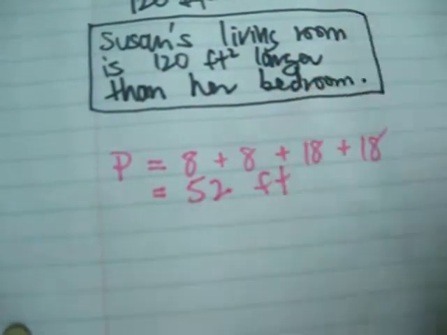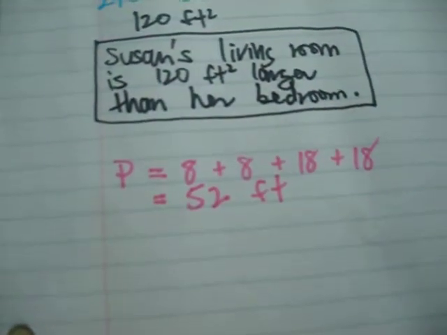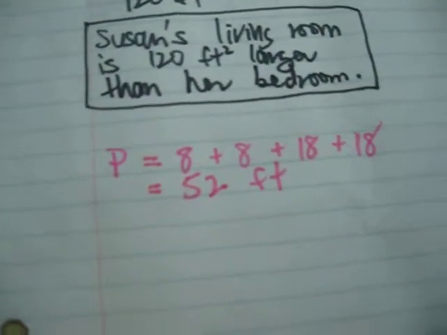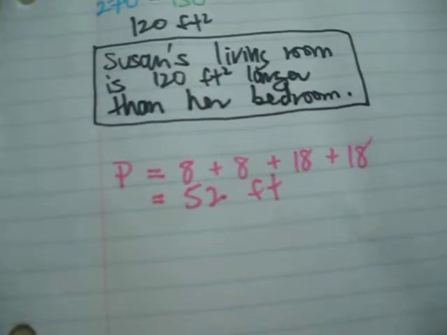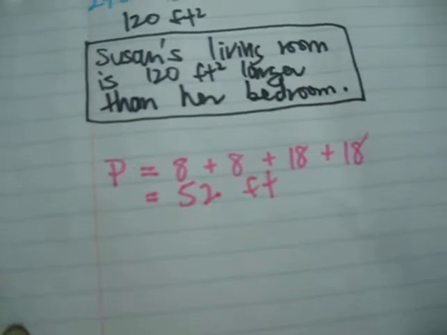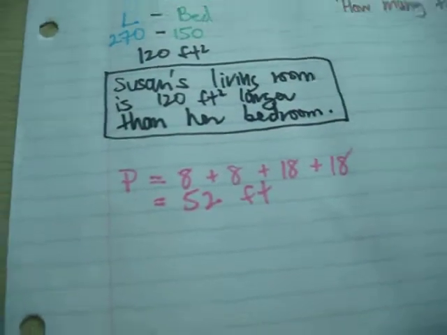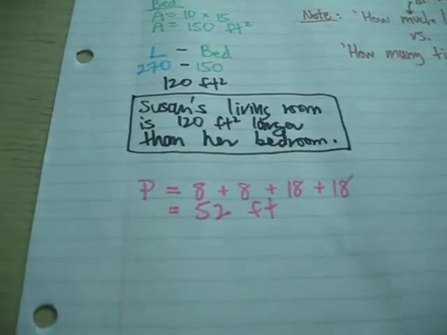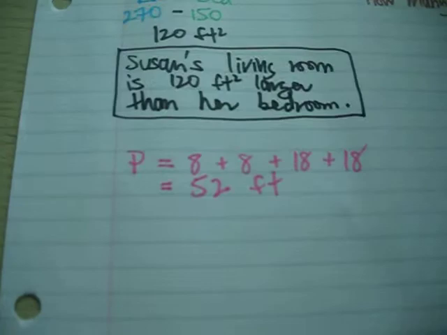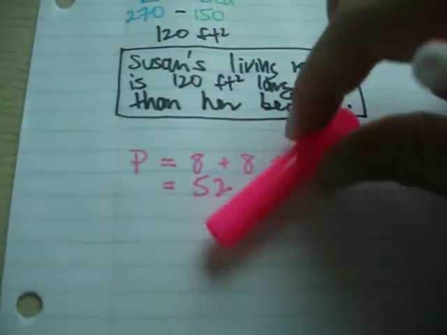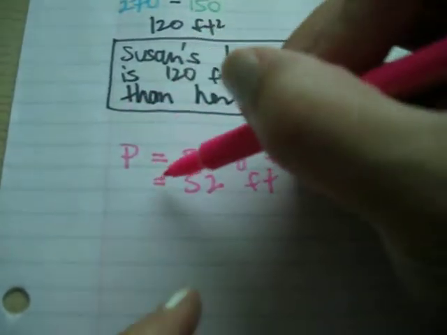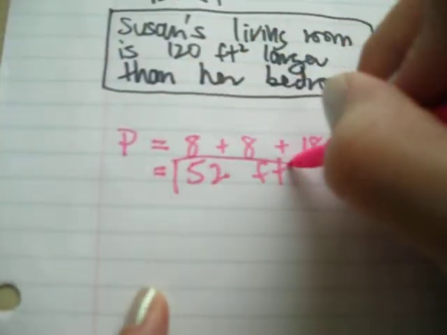52 feet is the perimeter. How come it's not squared? It's not squared because perimeter is a one-dimensional length, while area has 2 dimensions. Right, a square is 2 dimensions, while just a line is 1 dimension. I dropped my cap, I had to pick that up. Haha, I love pink. Alright, so we have indicated our perimeter for the kitchen.